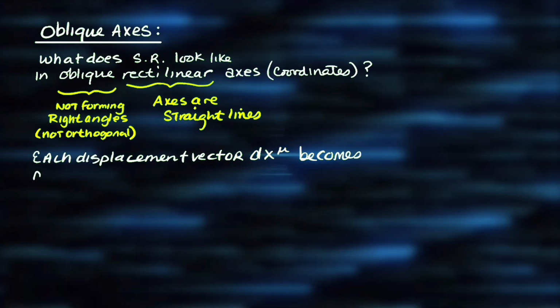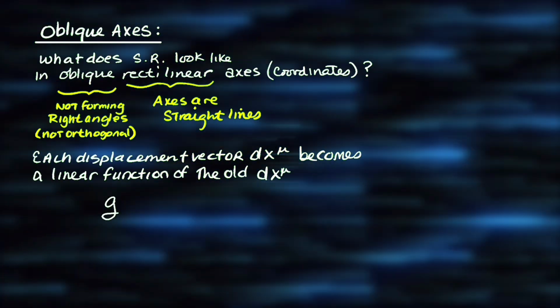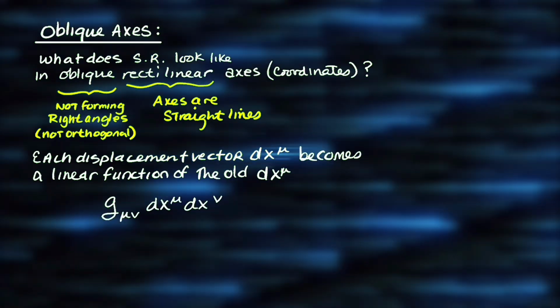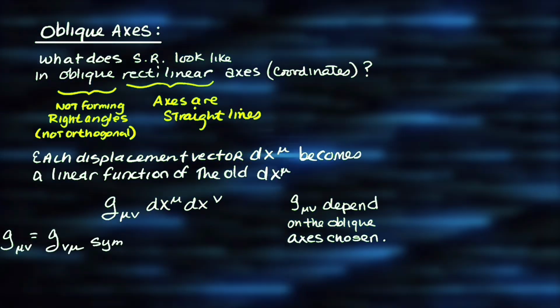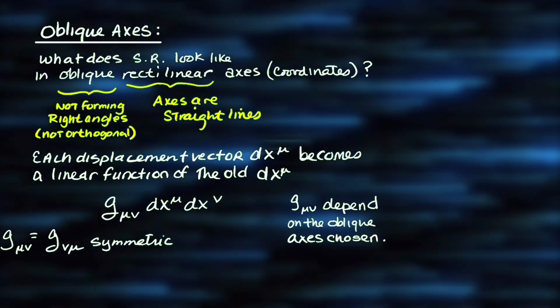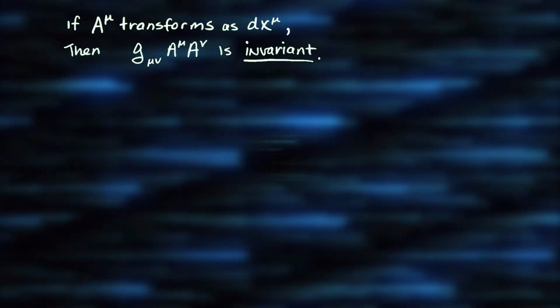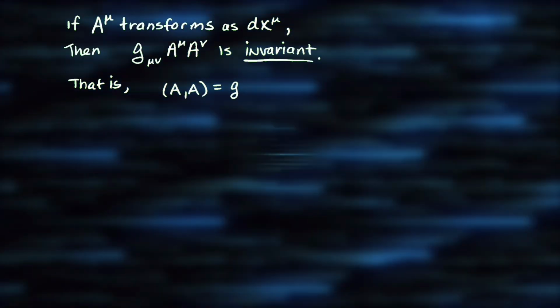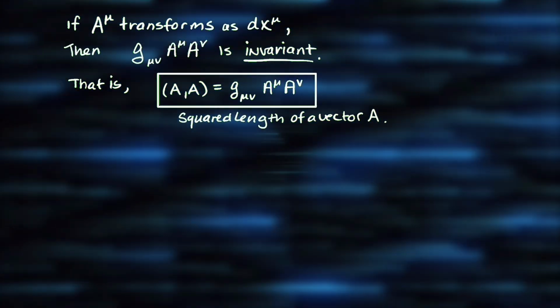So each displacement vector, dx, becomes a linear function of the old dx in the oblique axes. And this calculates the squared length, where the metric g mu nu depends on the oblique axes chosen. The metric tensor being a symmetric tensor, we can interchange mu and nu. A general contravariant vector has four components, a mu, which transform just like the dx mu under any transformation of the oblique axes. Thus, the inner product, or the squared length of the vector, can be defined here using the metric.